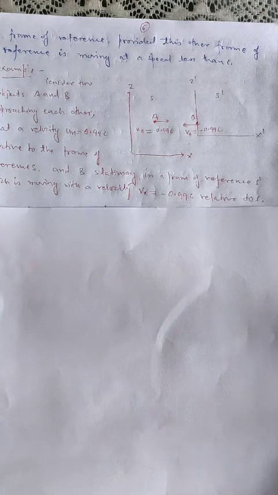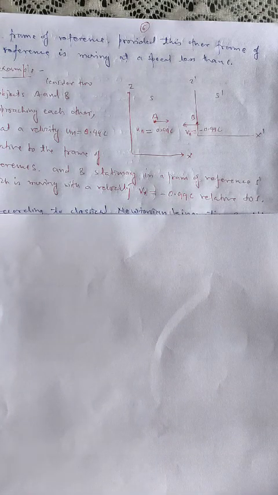Now, S and S prime are two frames of reference. S prime is moving at a velocity of minus Vx towards the frame of reference S. There are two objects, A and B. Object A is moving with a velocity of 0.99c relative to the frame of reference S, and B is stationary in frame of reference S prime, which is moving with a velocity of Vx equal to minus 0.99c relative to S.